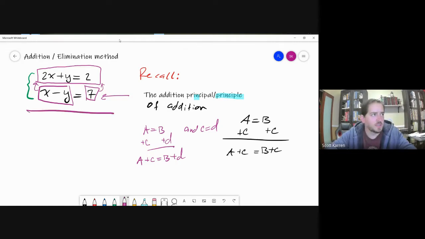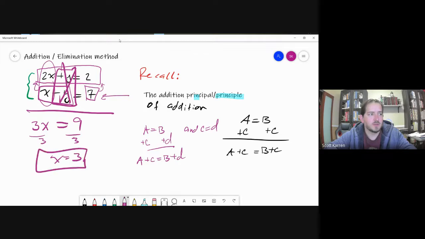But if I do this, I can combine like terms. 2x plus another x is 3x. And oh my goodness, what happens here? A positive y and a negative y cancel out, and they're gone, right? And in one step, I've got this down to a very easy equation. Divide by 3, and x is 3, and I'm already halfway home, right?